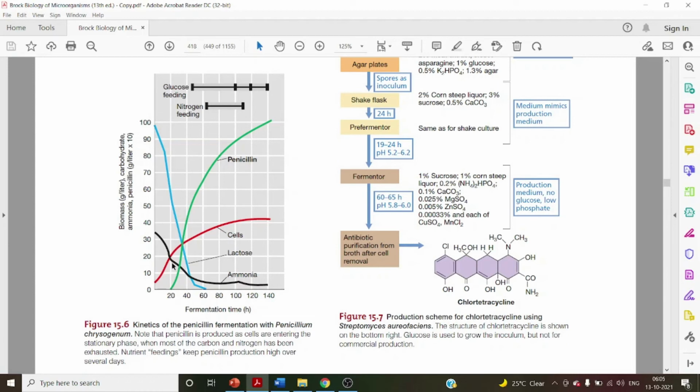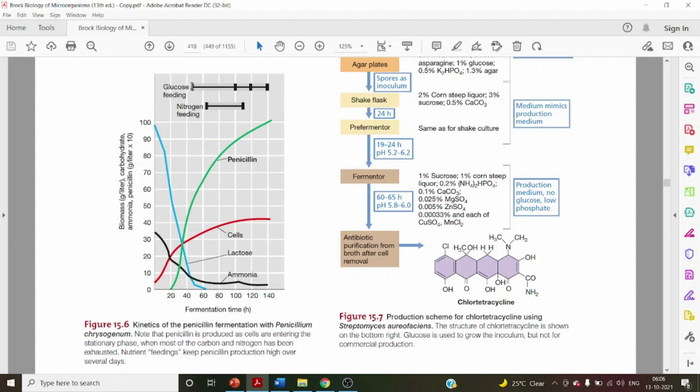Now the red line in the graph shows the growth of the cells. The blue line shows lactose, the black line shows ammonia, and the green line shows penicillin. Now as you can see, the blue line, as the lactose concentration goes down during the fermentation process, you can see here the small feedings of glucose. Small glucose feedings are given at different time intervals during the fermentation process, as well as nitrogen feedings are also given at different time intervals.